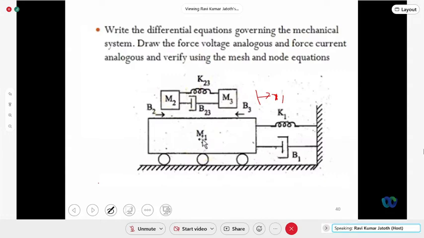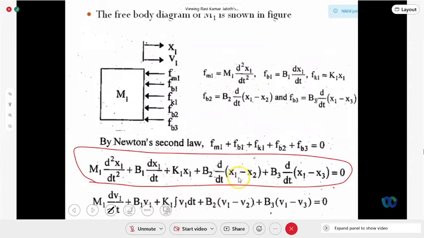Then now the same thing can be written as M1 d square x1 by dt square, which is written as d by dt of dx by dt, which is nothing but v1, velocity, right? So B1 v1 plus K1 into integral v1 dt plus B2 and so on. Now, up to this point is clear.